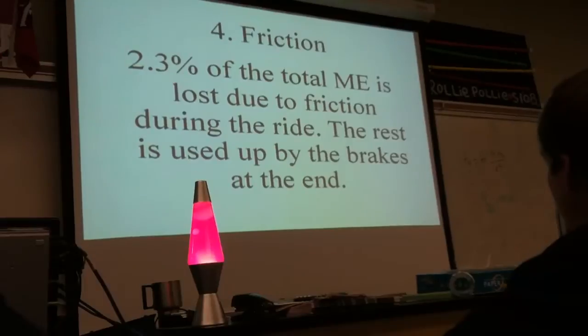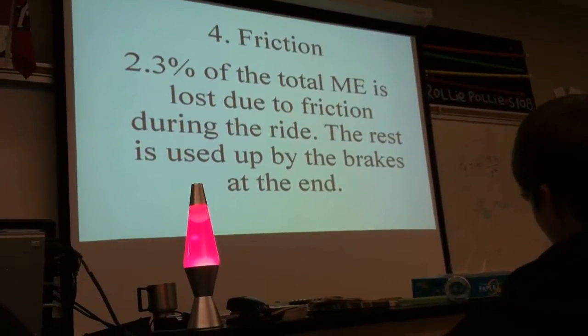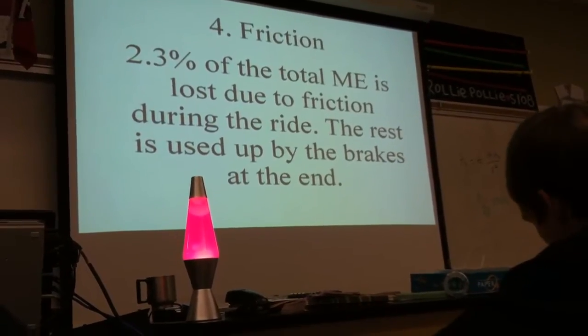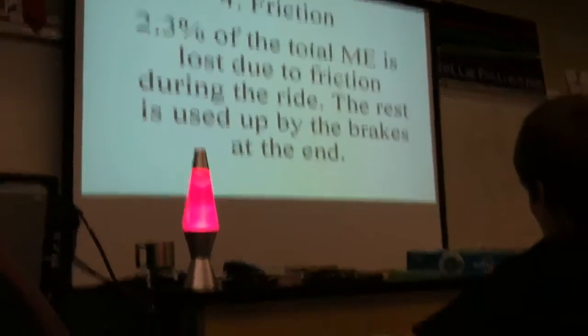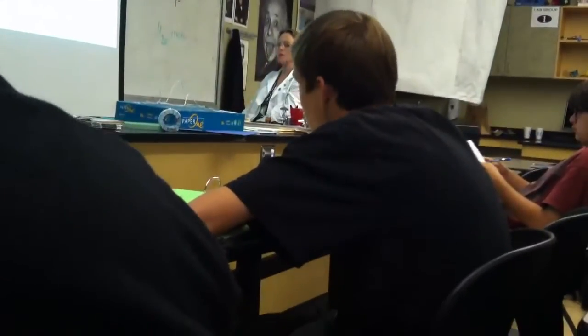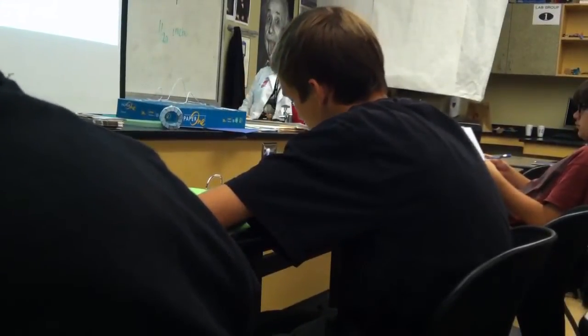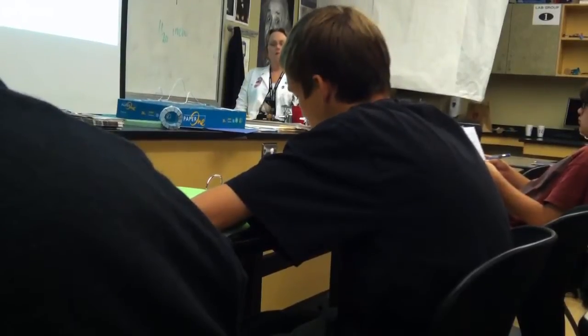Number 4 is tricky. I'm just going to go ahead and assume that 2.3% of the total mechanical energy of your roller coaster is lost due to friction during the entire ride. So 2.3% of your total mechanical energy, once you get to the top of the hill, is dissipated throughout the ride. So we lose energy due to friction. I just picked 2.3. It sounds like a reasonable percentage. The rest, and here's your extra credit.